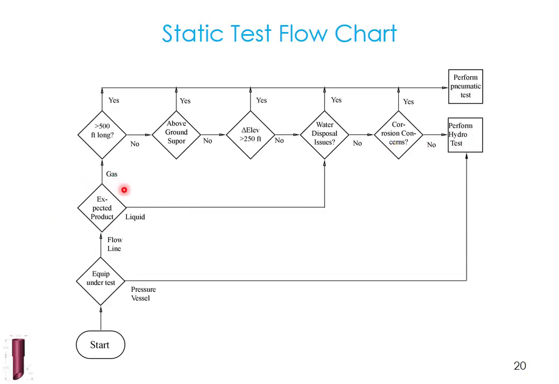But if my expected product is gas, and the line is more than 500 feet long, I'm not going to check anything else. I'm just going to do a pneumatic test. If there are above ground supports, I'm going to go to a pneumatic test. If my change in elevation over the length of the line is more than 250 feet, then I'm going to a pneumatic test. If I have water disposal issues, I'm going to a pneumatic. If I have corrosion control concerns, I'm going to a pneumatic.